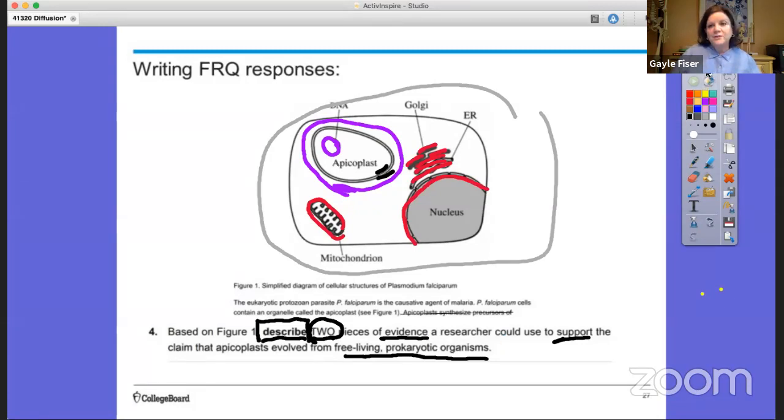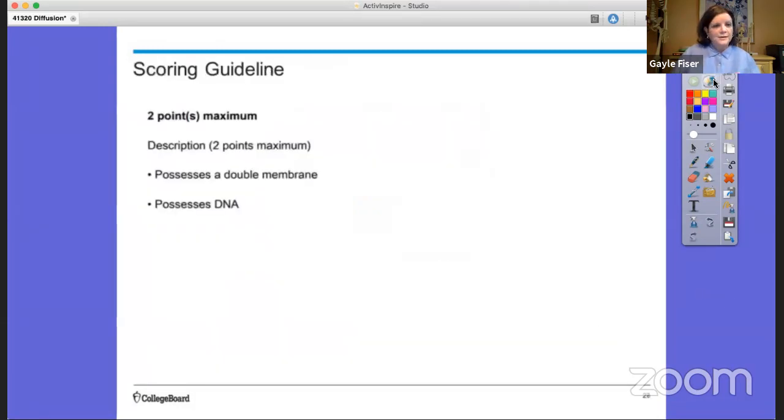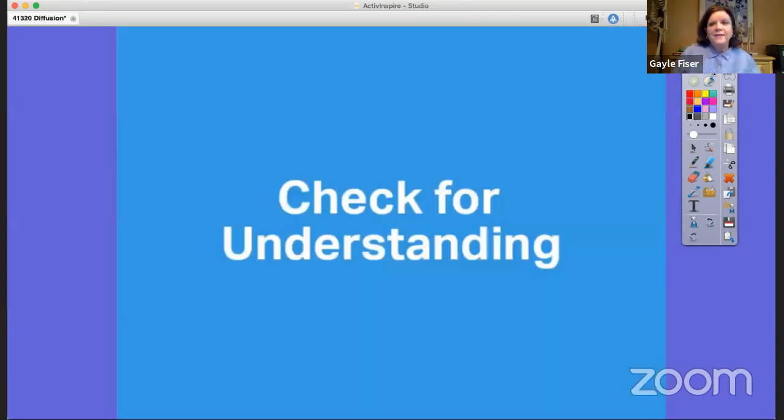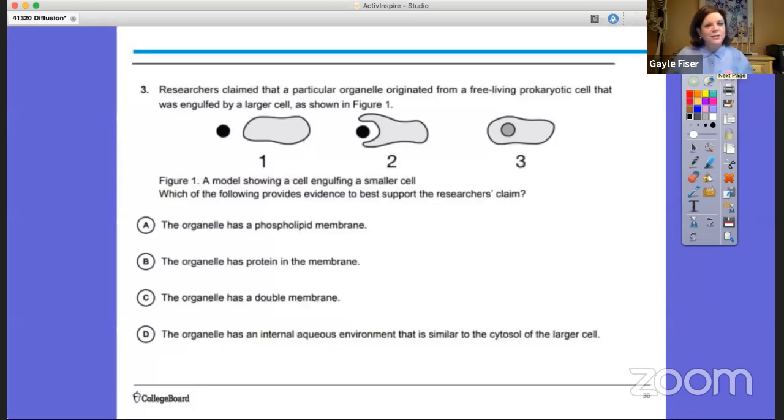Okay, let's look at the scoring guideline. So if you said possesses a double membrane and possesses DNA, you have both of those points. All right, so now let's do the multiple choice to make sure you understand everything that we've talked about.